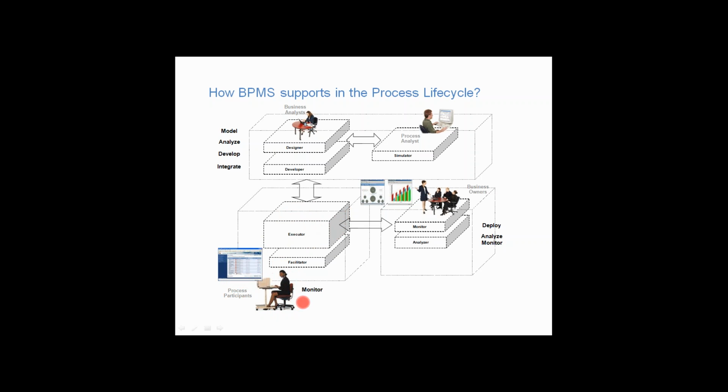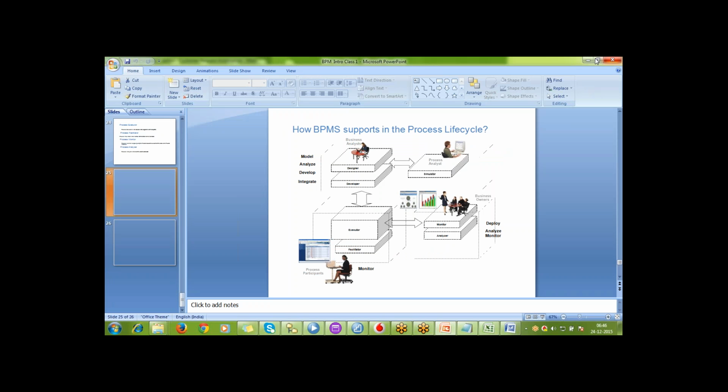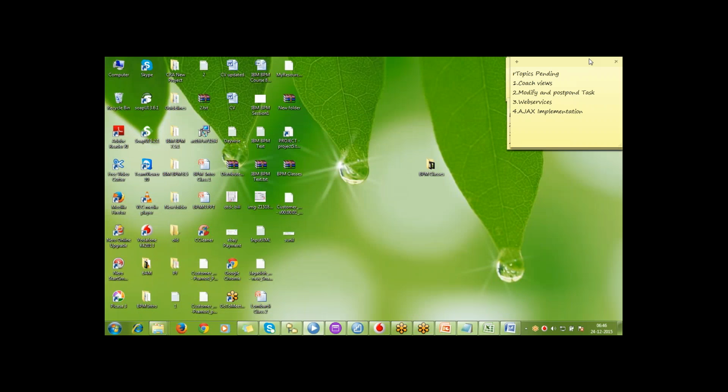When these people are using the application, there are the business owners who are going to analyze and monitor the results, like how many are completed and how many are pending. They will generate everything in the form of reports, bar graphs or pie charts, and analyze it. This is about how the typical BPM life cycle will be. Okay, this is about the BPM life cycle.